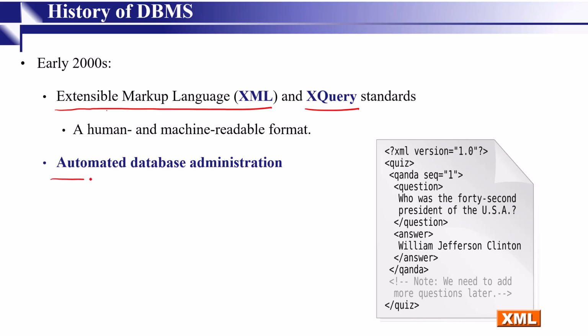Then we had automated database administration. This refers to the use of software tools and processes. They are used to manage and maintain databases automatically without requiring significant manual intervention. Automated database administration can help to reduce the workload on database administrators, and it can also improve the efficiency and reliability of database operations.